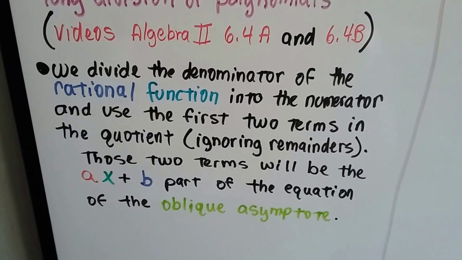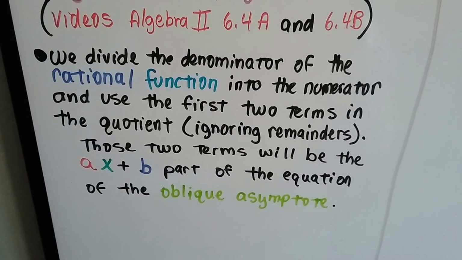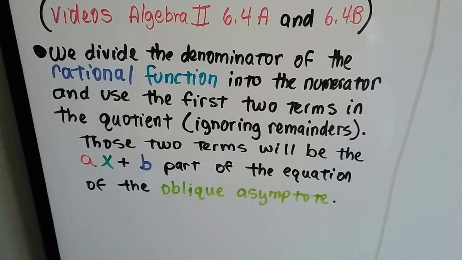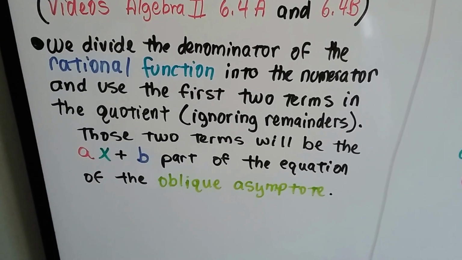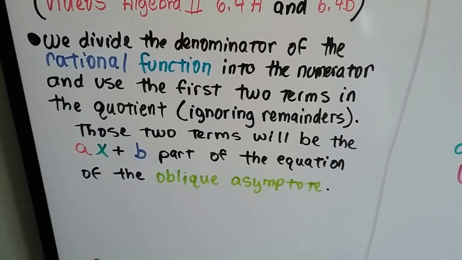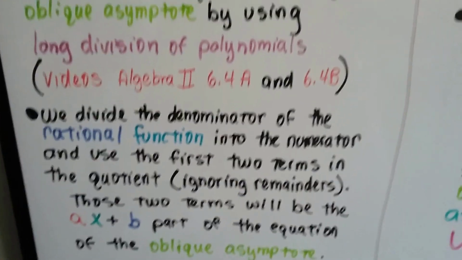We divide the denominator of the rational function into the numerator and use the first two terms in the quotient. We ignore the remainders. And these two terms will be the ax plus b part of the equation of the oblique asymptote.